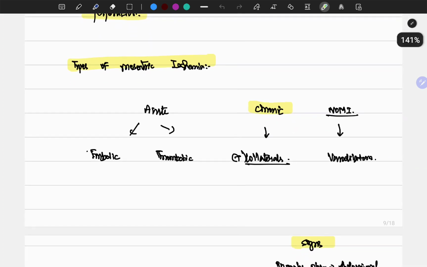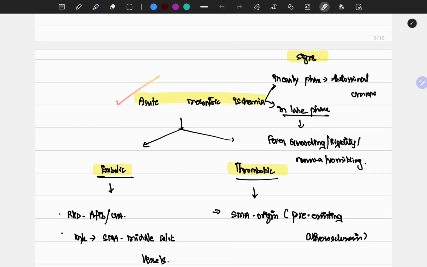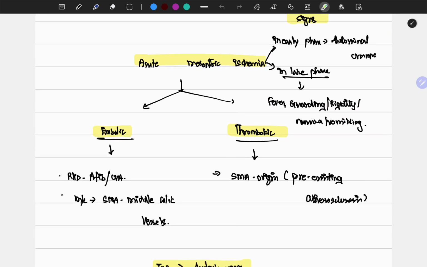So what are all the types of mesenteric ischemia? Acute, chronic, NOMI. NOMI is nothing but non-occlusive mesenteric ischemia. I will tell you more. So acute mesenteric ischemia is divided into embolic and thrombotic phenomena. Chronic mesenteric ischemia, involvement of collaterals. In acute mesenteric ischemia, what are all the signs? In early phase, there will be abdominal cramps. In late phase, there will be fever, guarding, rigidity, and nausea and vomiting occurs.